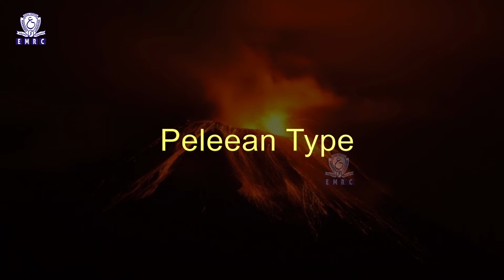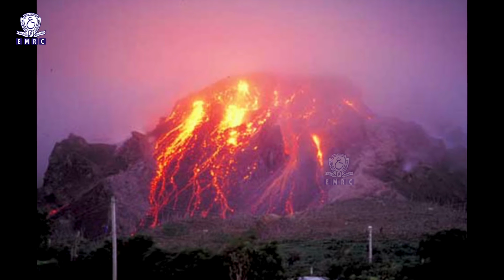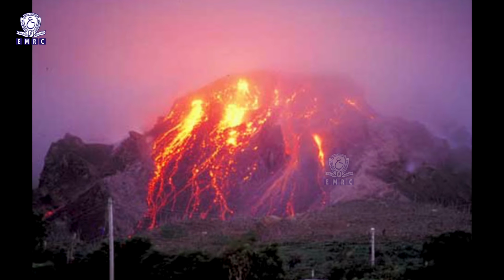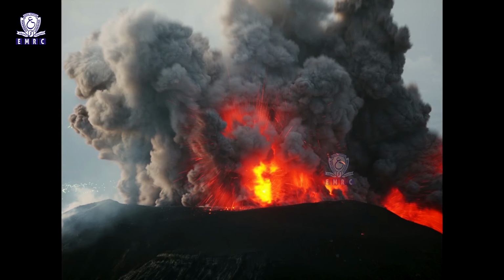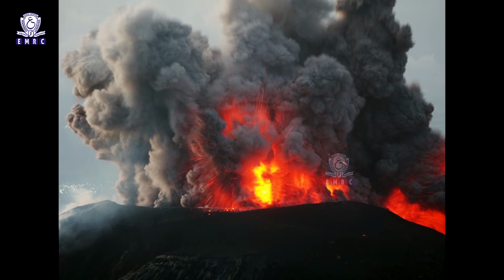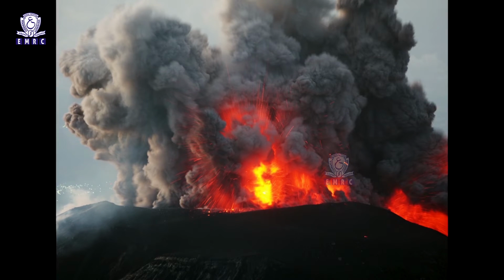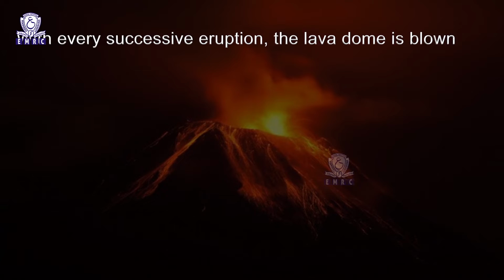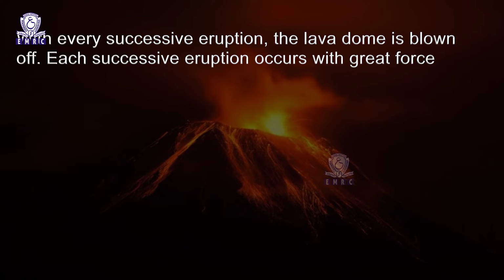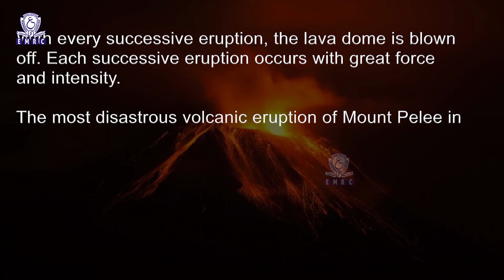Pelian type of eruption. This type of volcanic eruption is named after Mount Pelee, a volcano of Martinique Island in the Caribbean Sea. Pelian type of volcanic eruption is most violent and explosive in nature. The lava eruption is viscous in character. Obstructive lava domes form above the conduits of volcanoes. With every successive eruption, the lava dome is blown off. Each successive eruption occurs with great force and intensity.